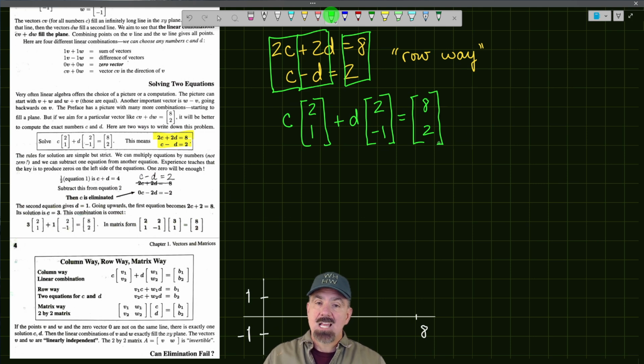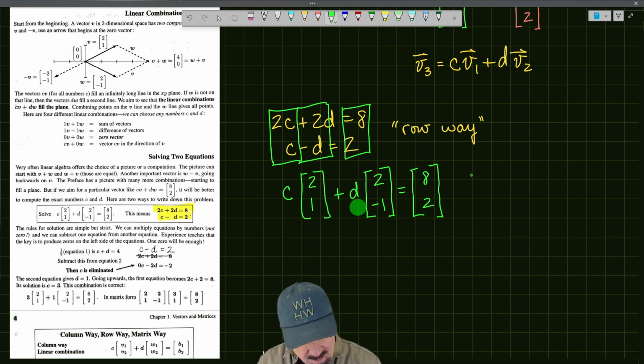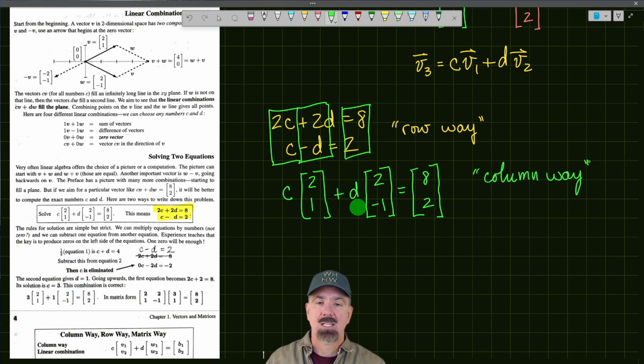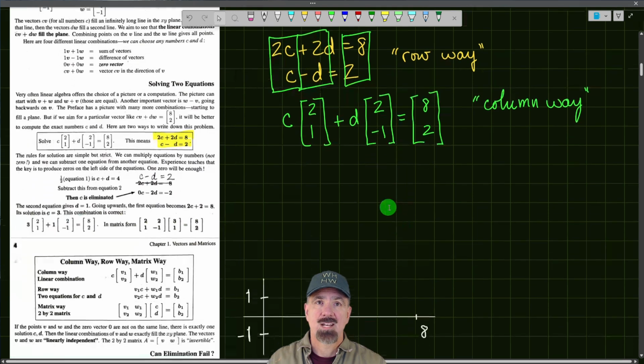So what we have here is a different way to represent exactly the same situation. This is quite common when we're talking about mathematics. We're looking for ways to improve or think differently about what we're doing. This is referred to by Strang as the column way. It's the column way of viewing a linear system of equations. And these vectors here are the coefficient vectors for the unknowns. Our unknowns are c and d, and the coefficient vectors are right here.